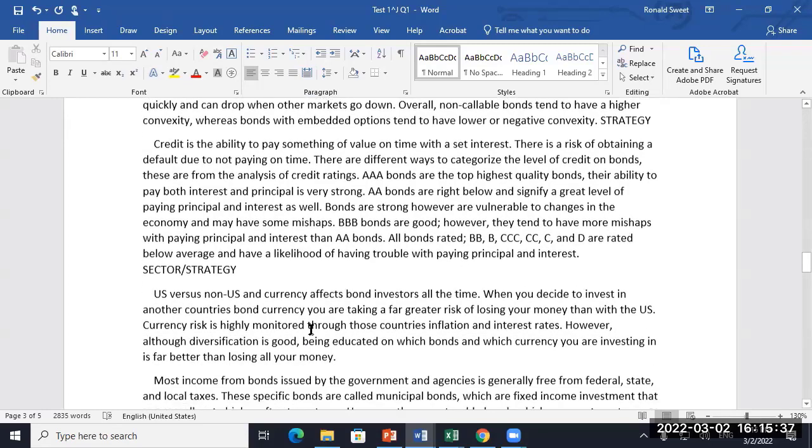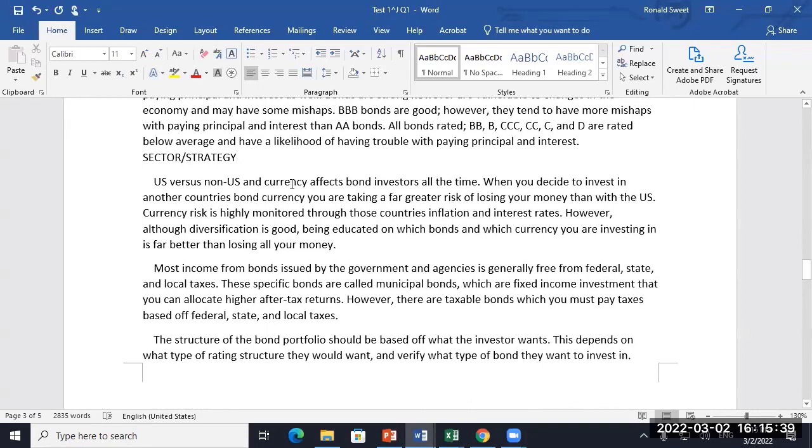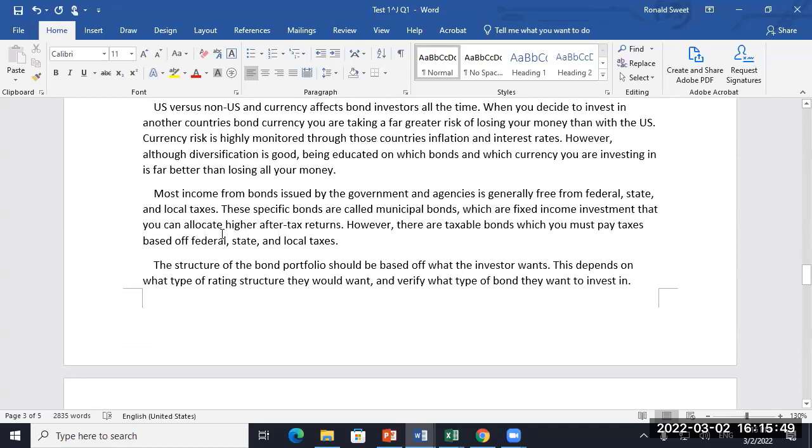All right. US versus non-US. Currency affects bonds. When you decide to invest, you're taking a risk of losing your money with the US. Currency risk is highly monitored. Inflation, interest rates. Yeah, that's essentially what I want. I mean, there are not many subcategories here. It's either US or non-US.